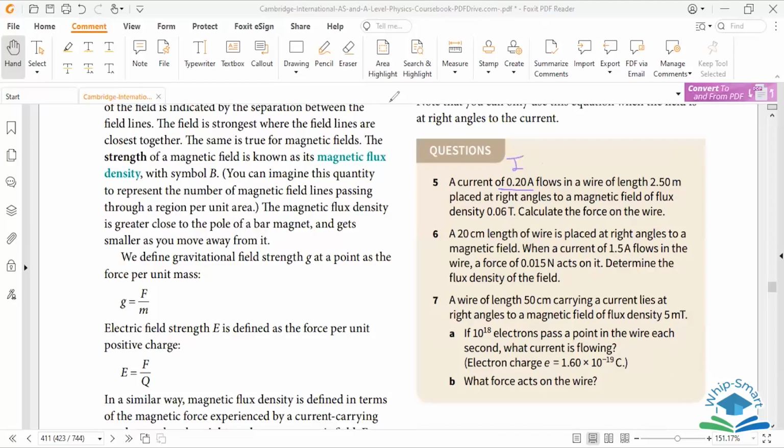A current of 0.2 ampere flows in a wire of length 2.5 meter placed at right angles to a magnetic field of flux density 0.6 T. Calculate the force on the wire. For formula, we have F is equal to ILB. For perpendicular, for right angle, we will omit sine theta because sine 90 is equal to 1. So force equal to just multiply these quantities, 0.20 into 2.50 into 0.6. By multiplying these quantities, you will get the force.